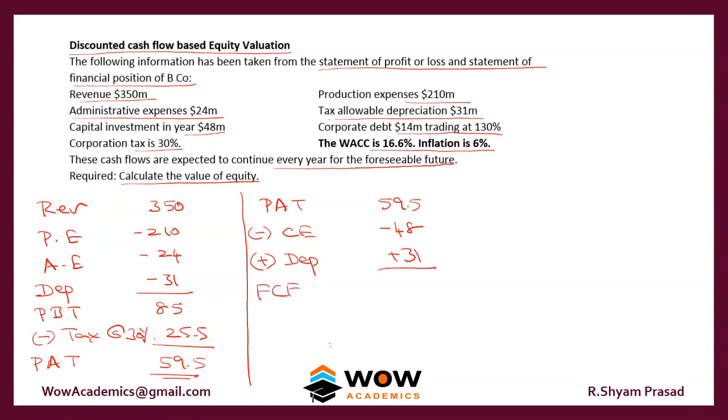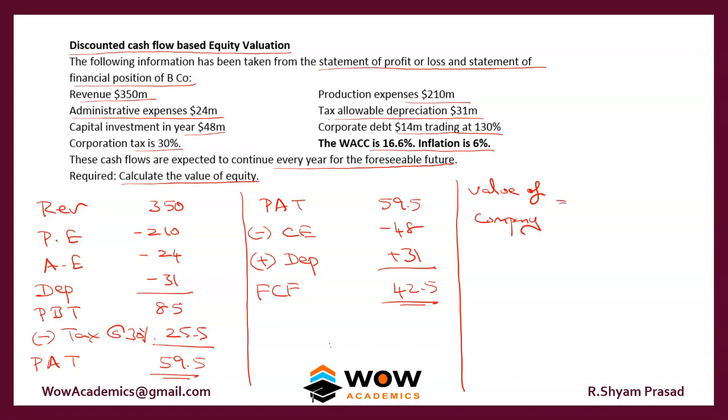Free cash flow comes to 42.5. Okay, so this is the free cash flow. So what are the next steps that we have to do? The next step is to find out the value of the company. So value of company.